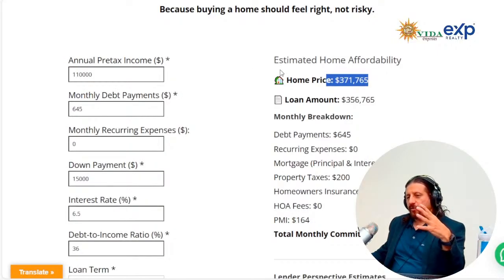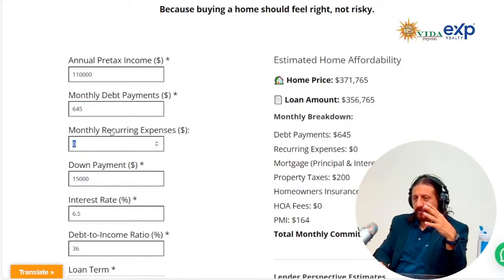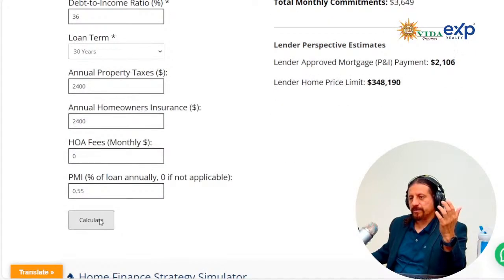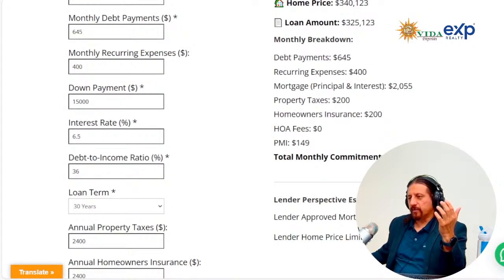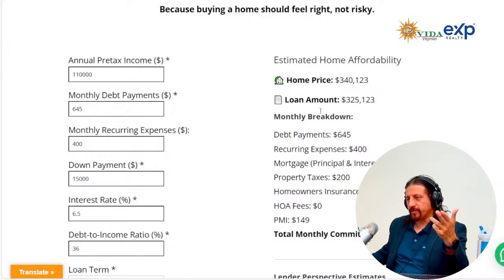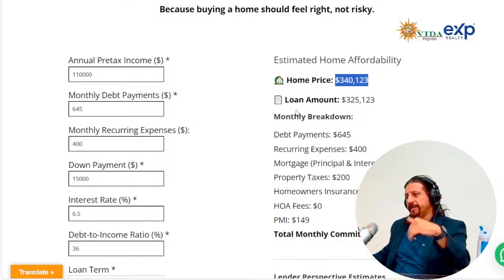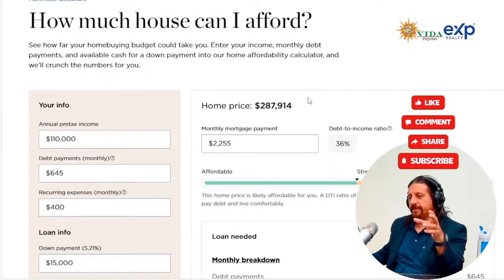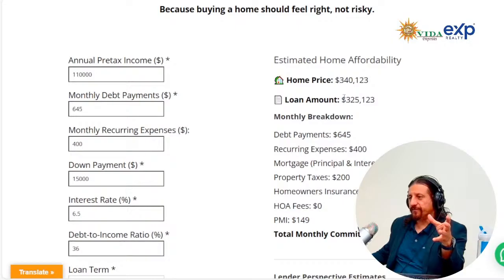So still we're here at 287 for the purchase price. Let's go back to my affordability calculator and add the $400 a month in recurring expenses. Just hit calculate. So the loan amount stays around the 348 because the monthly debt is still 645. Now this automatically takes into account the PMI. Even then, we're at 340. So it did bring it down from the 370. But not quite as much as NerdWallet did, which brought it all the way down to under 290. So you see the huge difference.